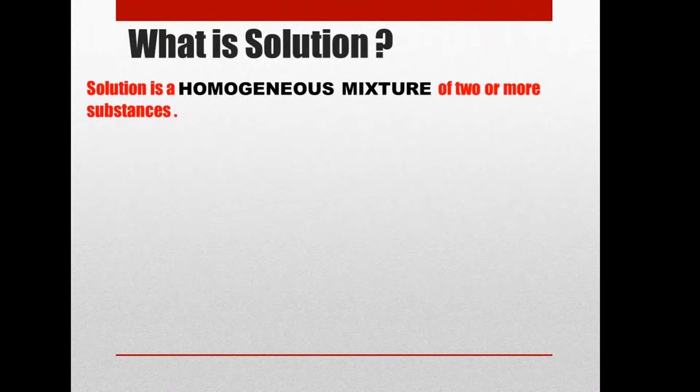Actually, solution is a homogeneous mixture of two or more substances. Now, what is homogeneous mixture? Homogeneous mixture basically means the composition and the properties are uniform throughout the mixture.